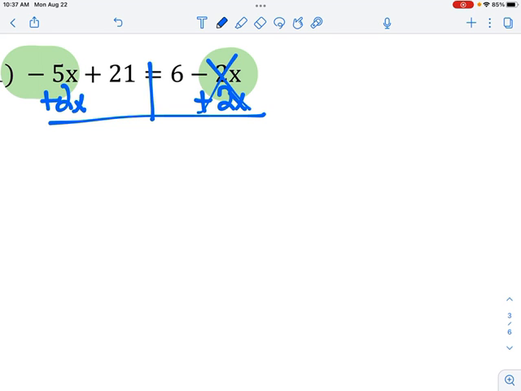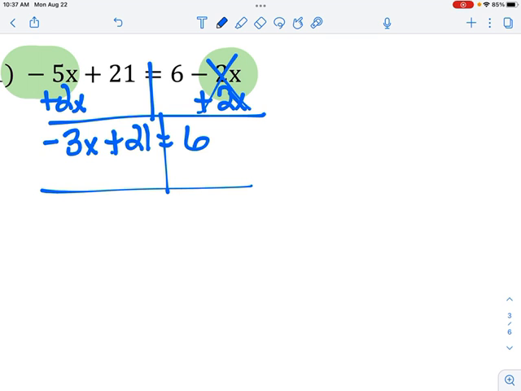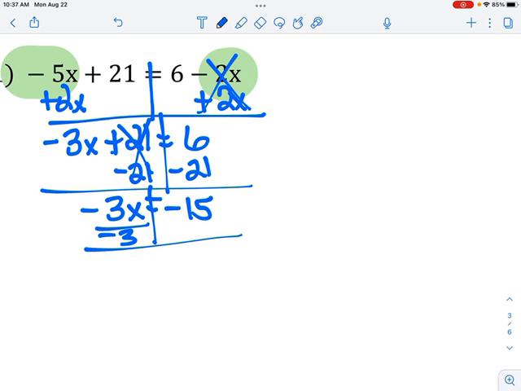And that would cancel on the right. Negative 5x plus 2x gives me a negative 3x plus 21, and that equals 6. Well, now anything without a variable, I want to the other side. I see a plus 21, so I'm going to subtract 21. And that would leave me with negative 3x equals negative 15. Then at that point, I would divide by negative 3, and I would get x equals 5.